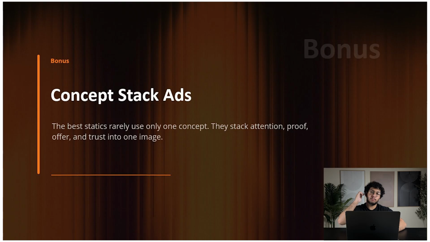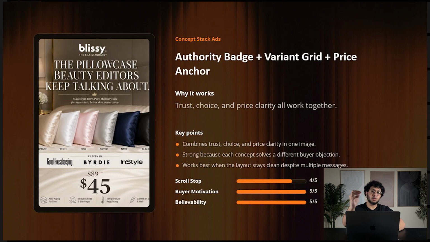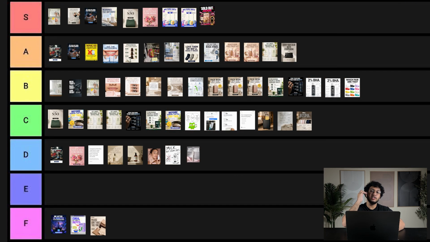Now let's move into the bonus section. This is where things get interesting. The best static ads usually stack concepts, but stacking only works if the image stays clean. First is the authority badge plus variant grid plus price anchor. This one is C tier.